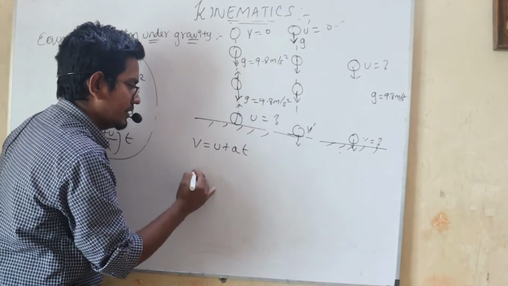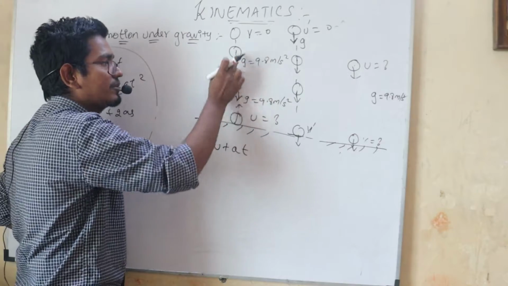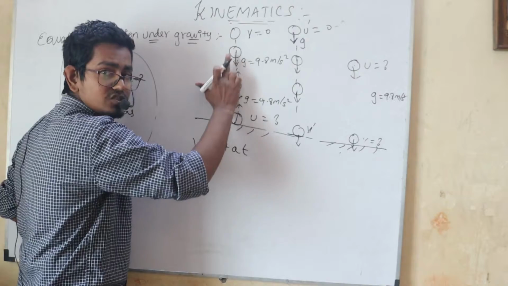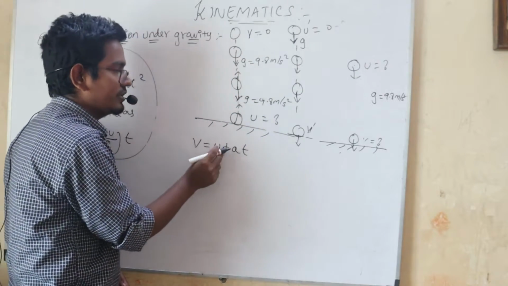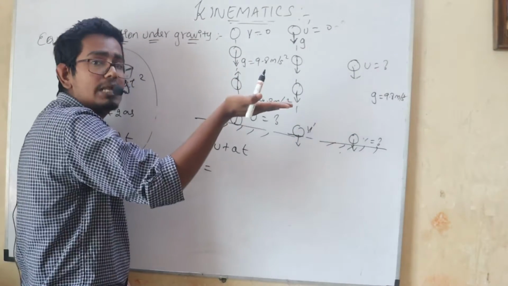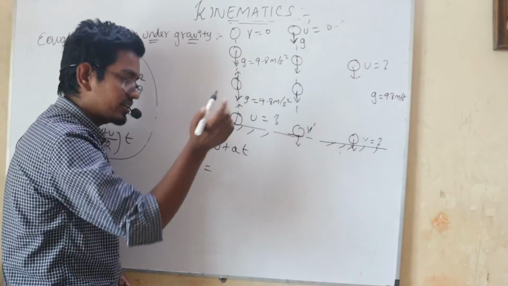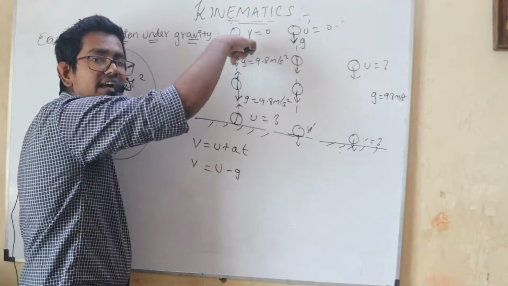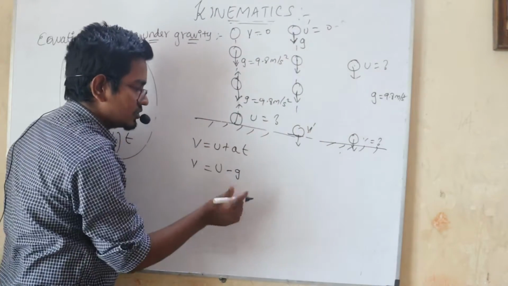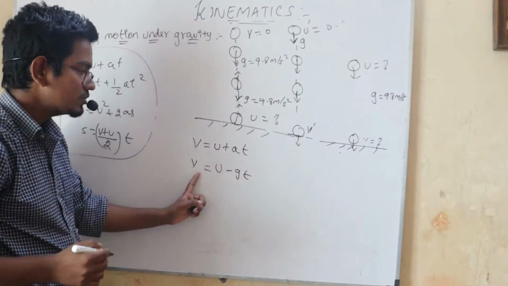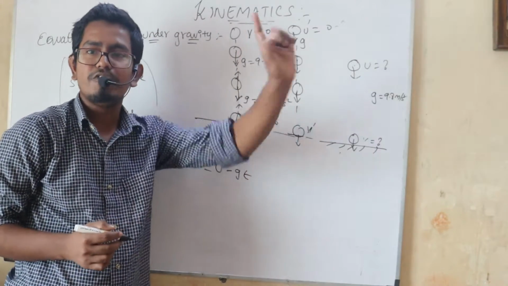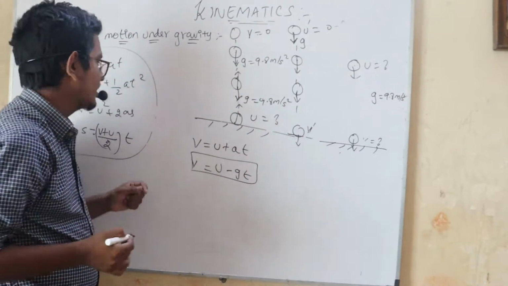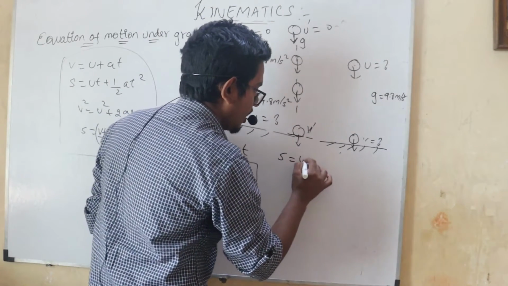So v is equal to, it is positive as it is moving in the upward direction. If I ask you what the velocity is here, that means it is in the upward direction. I am giving the velocity to the ball in the upward direction, so it is u, and it is minus g. Why did I write minus g here? Because my acceleration due to gravity is in the downward direction, so it is minus g into t. So v is equal to u minus gt is my first equation for this motion. Second equation, s is equal to ut plus half at square.